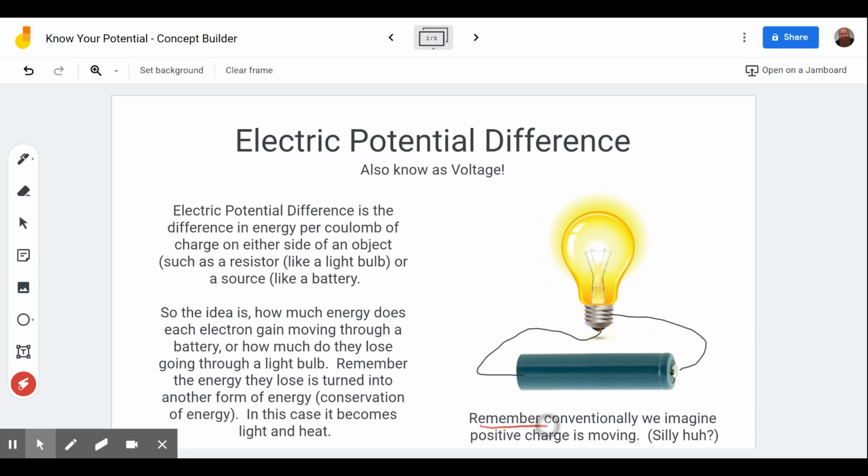Then finally, don't forget that conventionally we imagine a positive charge is moving. If you're familiar with batteries, you know that this is the positive side of a battery and this is the negative side. If we were talking about what's really going on, which is that the electrons are going to move, those electrons have high energy over here. You can think of it like there are a bunch of electrons really close to each other. Well, they don't like being really close to each other, so they want to spread out.